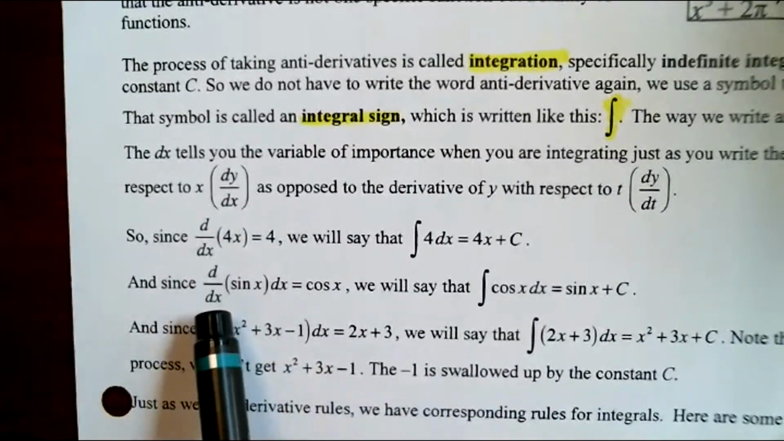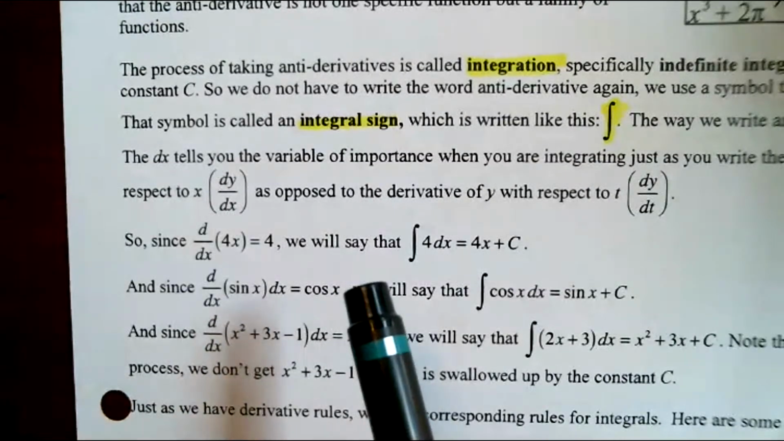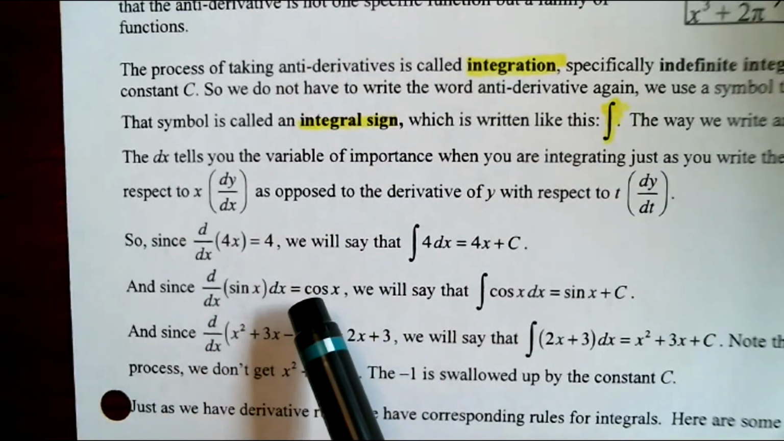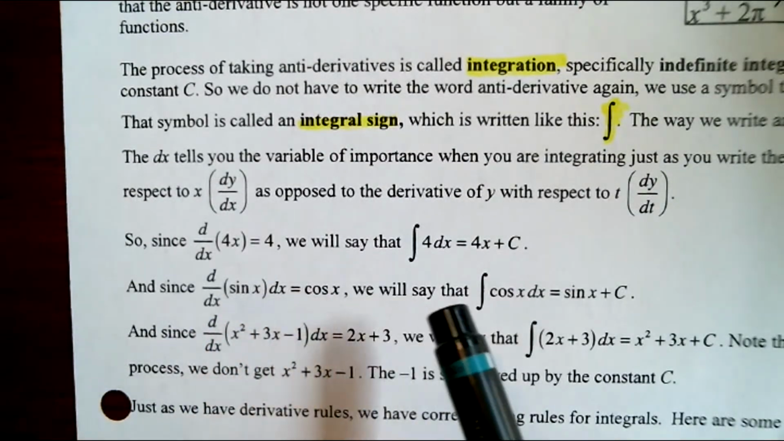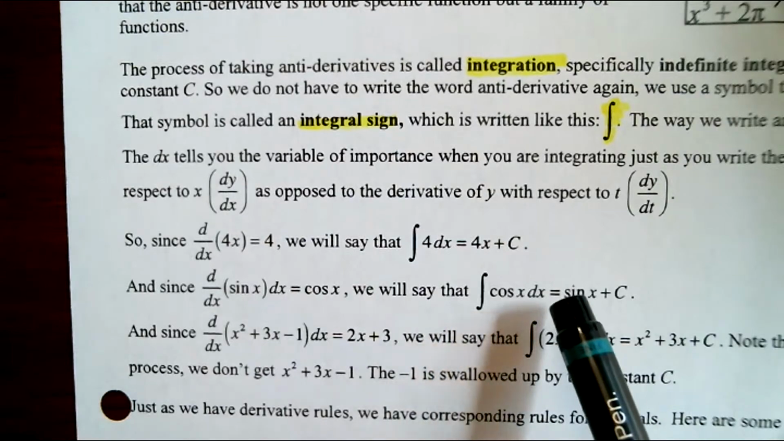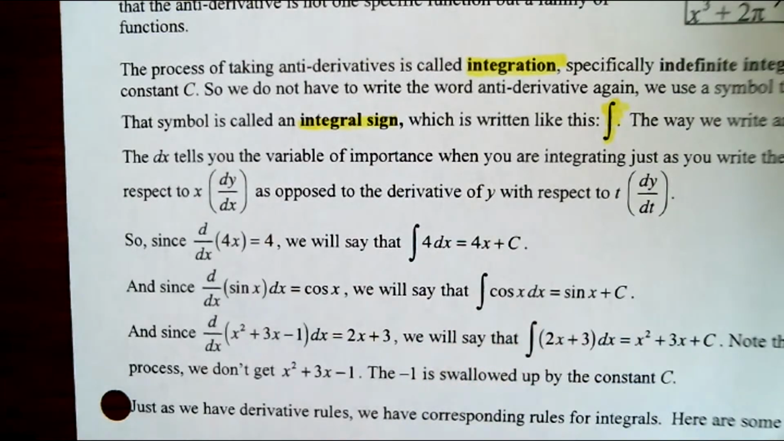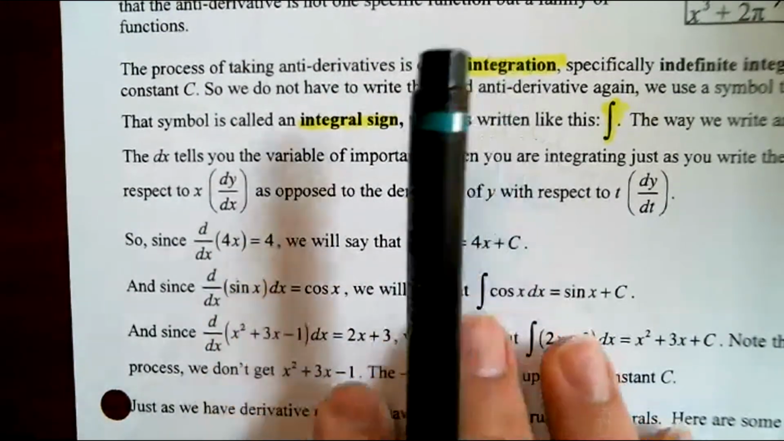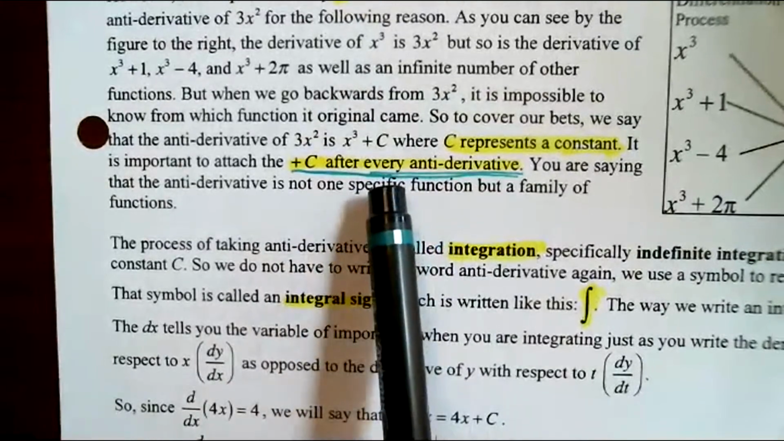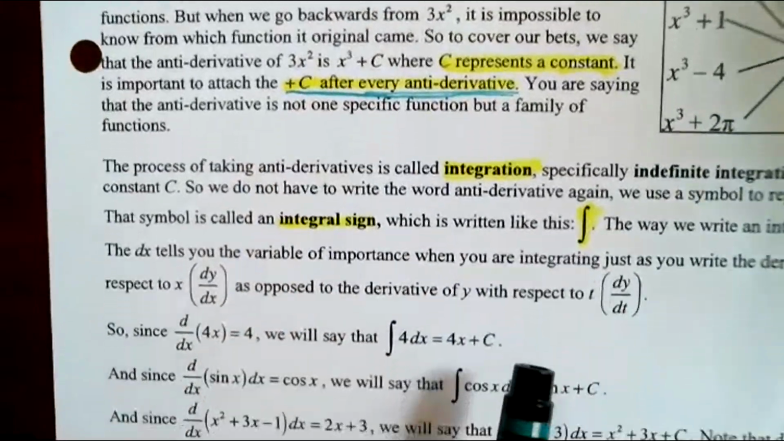And since the derivative of sine x is equal to cosine x, we would say that the integral of cosine x is equal to sine x plus c. Remember, every antiderivative you're going to have a plus c on it.